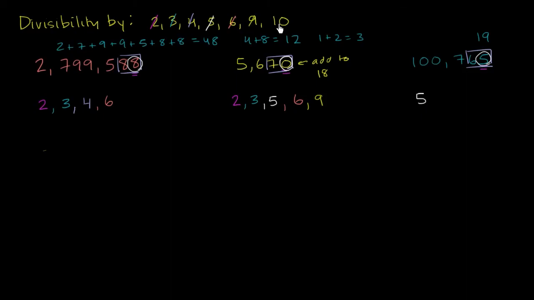And then finally, divisibility by 10. And this is the easiest one of all because you just have to see if you have a 0 in the ones place. You clearly do not have a 0 in the ones place here. You do have a 0 in the ones place there. So you are divisible by 10 here. And then finally, you don't have a 0 in the ones place here. So you're not going to be divisible by 10. Another way you could think about it, you have to be divisible by both 2 and 5 to be divisible by 10. Here, you are divisible by 5 but not by 2. But obviously the easiest one is to just see if you have a 0 in the ones place.